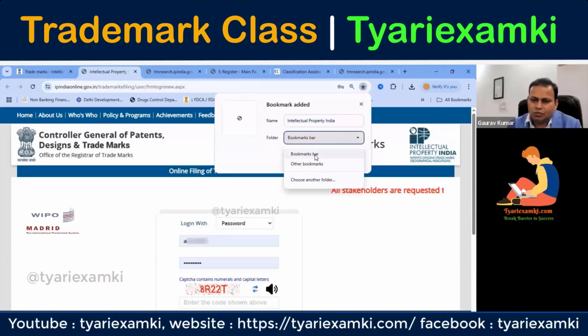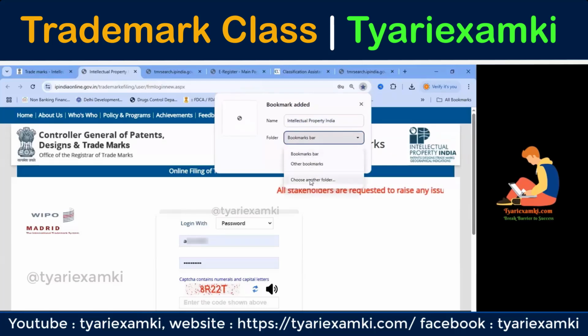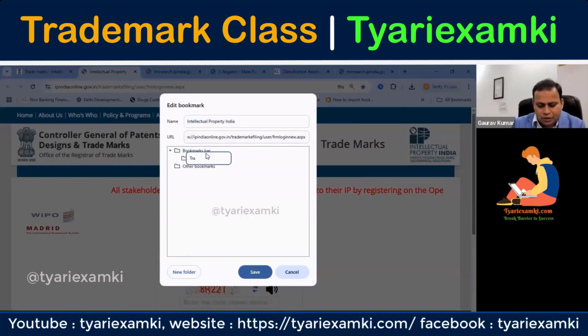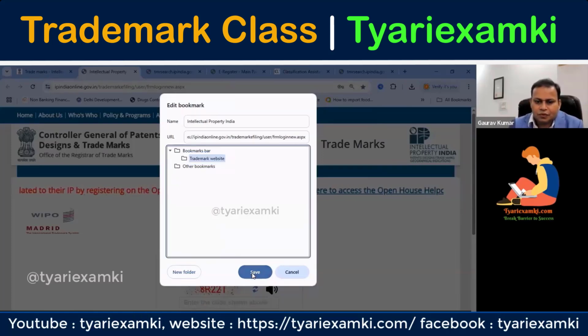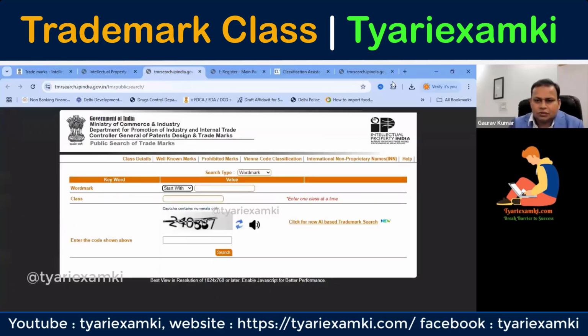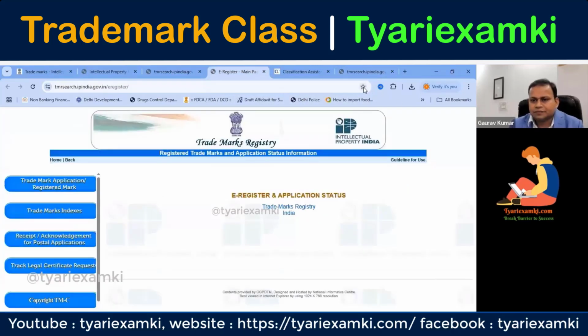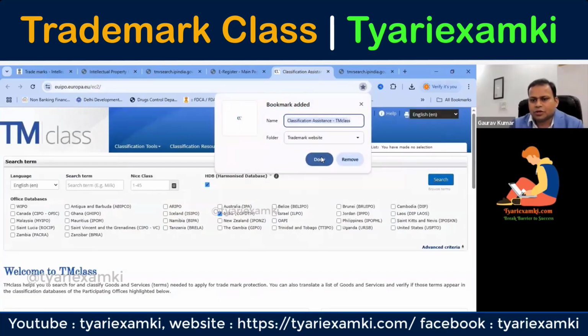Here I can make a bookmark in another folder. I will name it trademark. This is the trademark website. This trademark website is also marked. This website is also marked. This website.